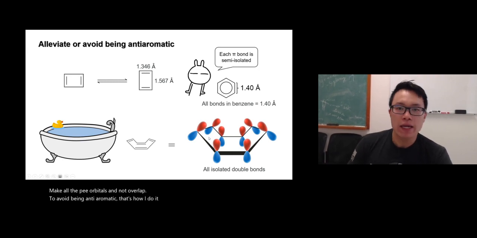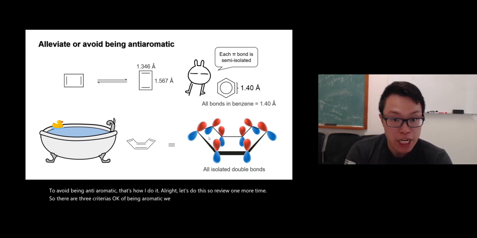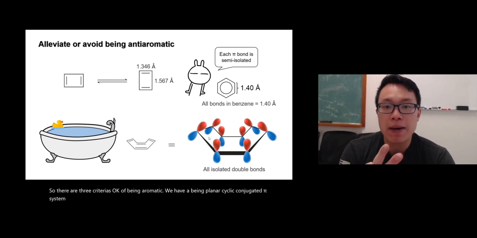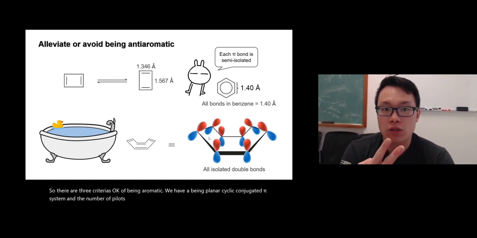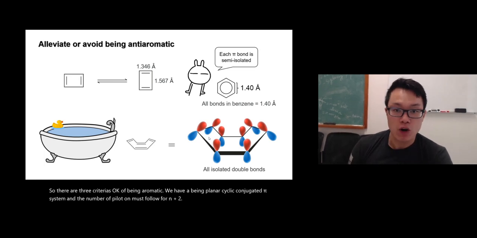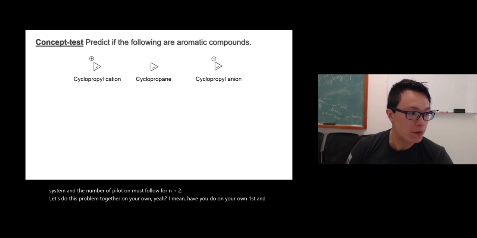All right, let's review one more time. There are three criteria for being aromatic. It must be planar, a cyclic conjugated pi system, and the number of pi electrons must follow 4n plus 2. Let's do this problem on your own first, and check with me on the next video.